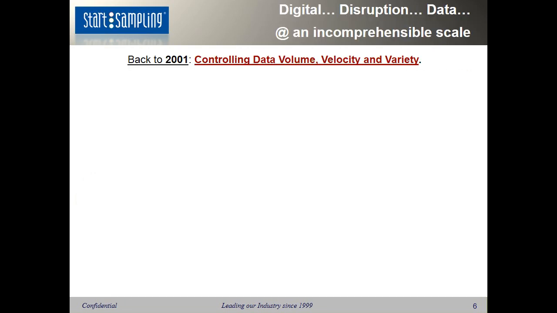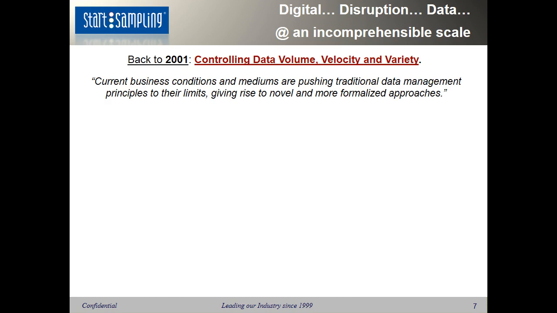Way back in 2001, this was the academic debate: how are we going to control data volume, velocity, and variety? Everybody was very concerned, given those current business conditions, that the existing models for traditional data management had already been pushed to their limits. This is 2001, and all kinds of new approaches were happening.